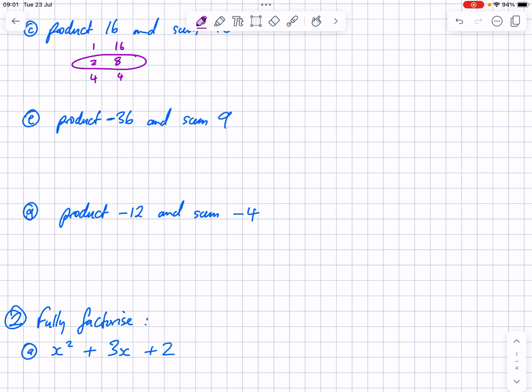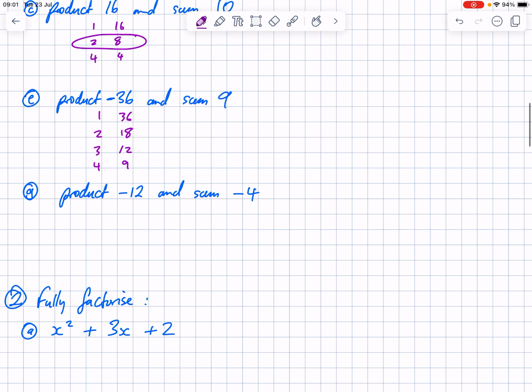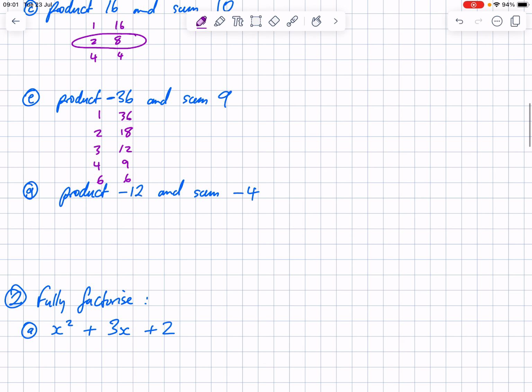Product negative 36 and sum of 9. Now, ignore the negative for now. We'll just do the product of 36. 1 and 36, 2 and 18, 3 and 12, 4 and 9, 6 and 6. And the next one up is going to be 9 and 4, so stop there.